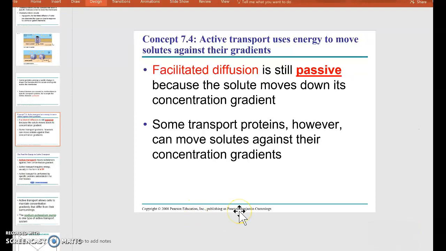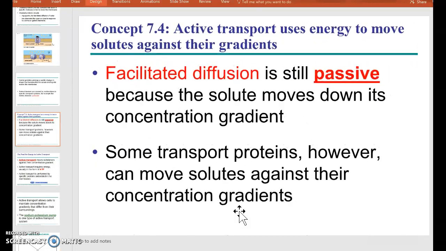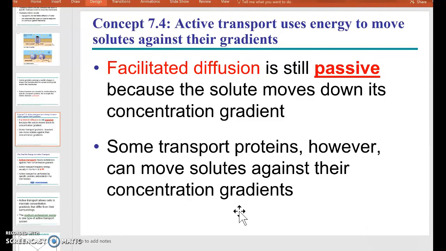All right, so what we saw in the last video, we were talking a lot about what it means to be passive, and passive just means that the direction of movement is based on a concentration gradient. So if you were using proteins to make that easier, to facilitate it, it would still be passive as long as it's going down the gradient. And we've looked at a couple different examples of that.